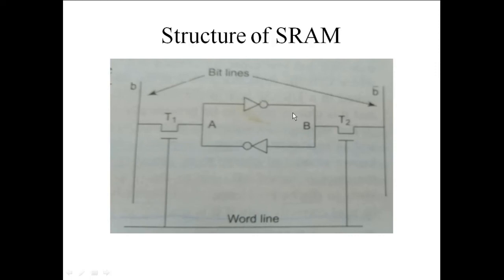Here in this structure there are 4 components, 2 transistors: this is transistor 1, this is transistor 2. These 2 transistors are considered just like a switch. When the word line is high, the transistor T1 as well as the transistor T2 is open, so the content of the bit line B bar is passing here to here. Similarly, the content of the bit line B is passing here to here during the write operation.